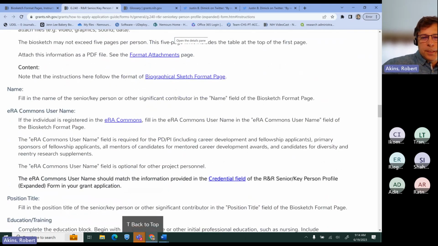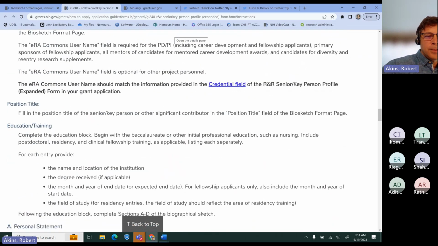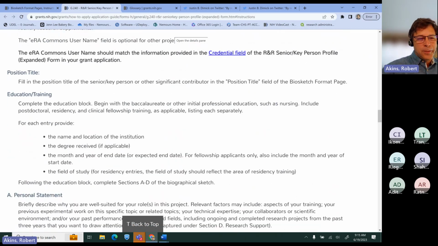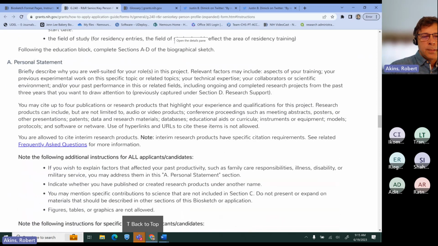There's specific details in here. We already talked about ERA Commons. And really, this is the meat of what you should be looking at if you have a question about how to fill out parts of the Biosketch. We'll come back to personal statement in a second.